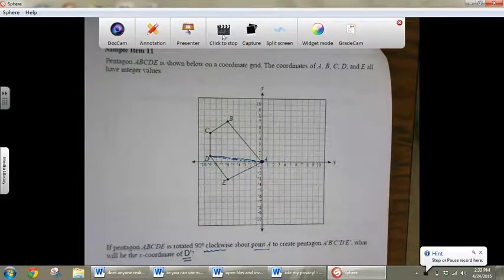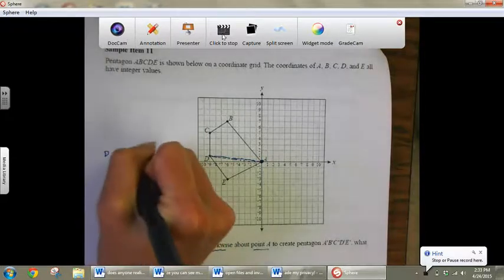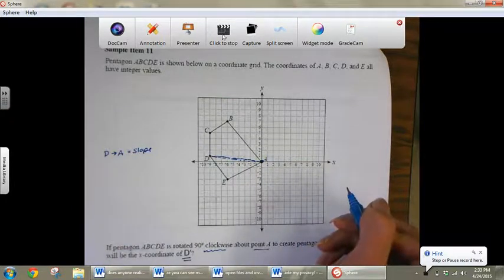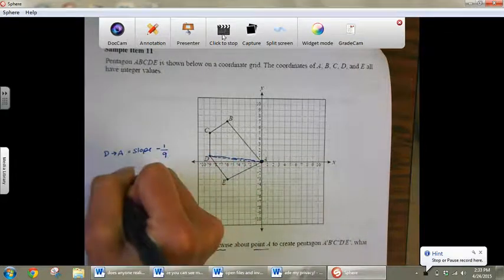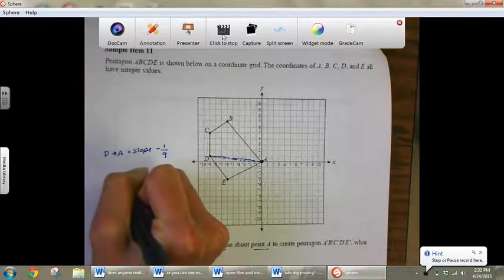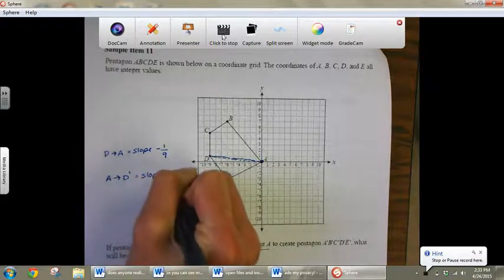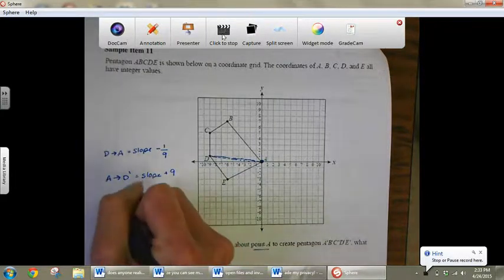If you want, you could count the slope. So the slope to go from D to A is -1/9. So that tells you to go from A to D prime, it's going to have a slope of +9. And the reason why is because when you're rotating 90 degrees, that's going to be perpendicular.